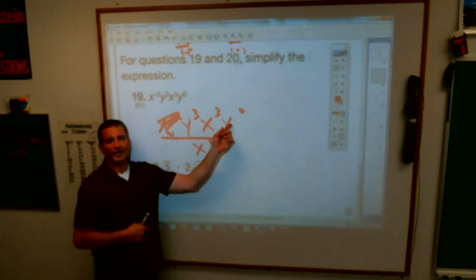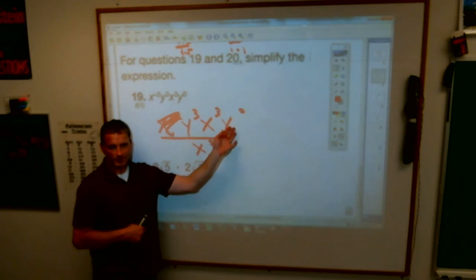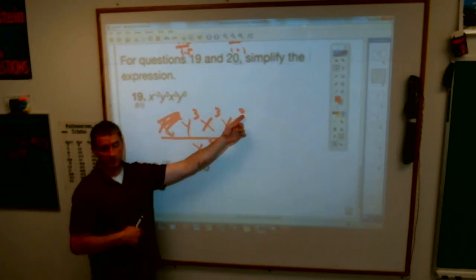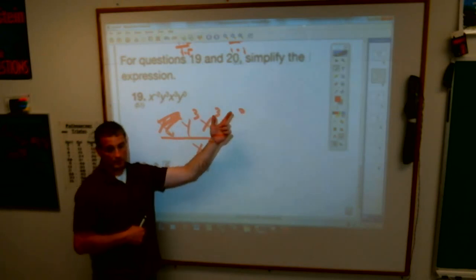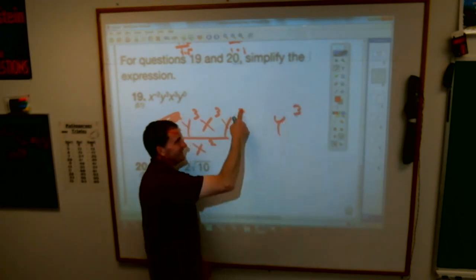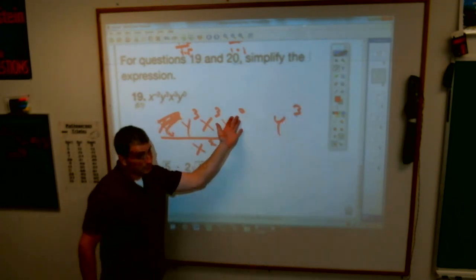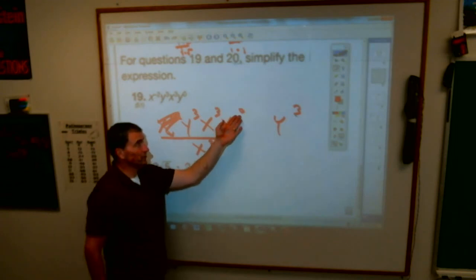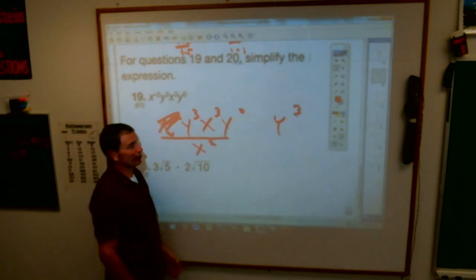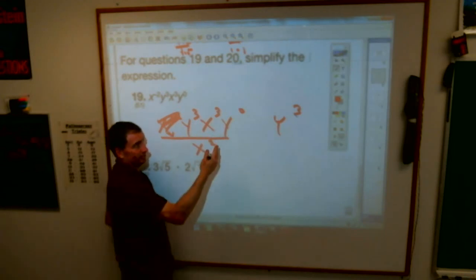Y to the third and y to the 0. What is that? Anybody? Well, you add exponents together. What's 3 plus 0? 3. You're left with the y to the third on top. Anything to the 0 power is 1. So if you change this to a 1 and you multiply by that, you still get that same thing. So 0 powers don't really matter.